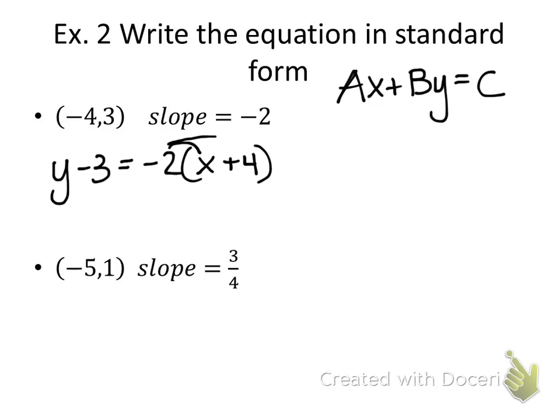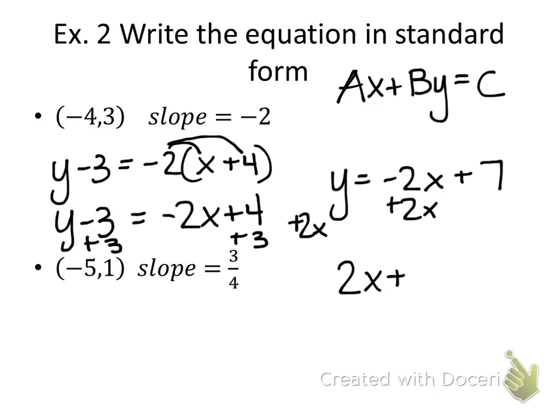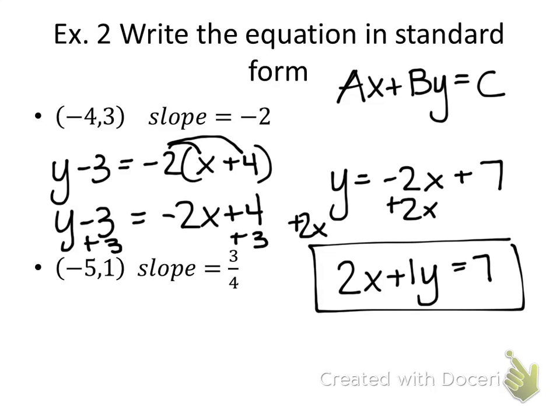So I do the distributive property here, and I have y minus 3 is equal to negative 2x plus 4. Then all I want to do is combine like terms. So I add 3, and now I have y is equal to negative 2x plus 7. Then I need to add 2x because I need it to be on the same side as my y. And I get 2x plus y, or I could write 1y, is equal to 7. And that is now in standard form because I have no negative numbers as a, and I don't have any fractions. Okay, so when they give you a point and a slope, remember, let's put this in point-slope form, then solve to make it in standard form.